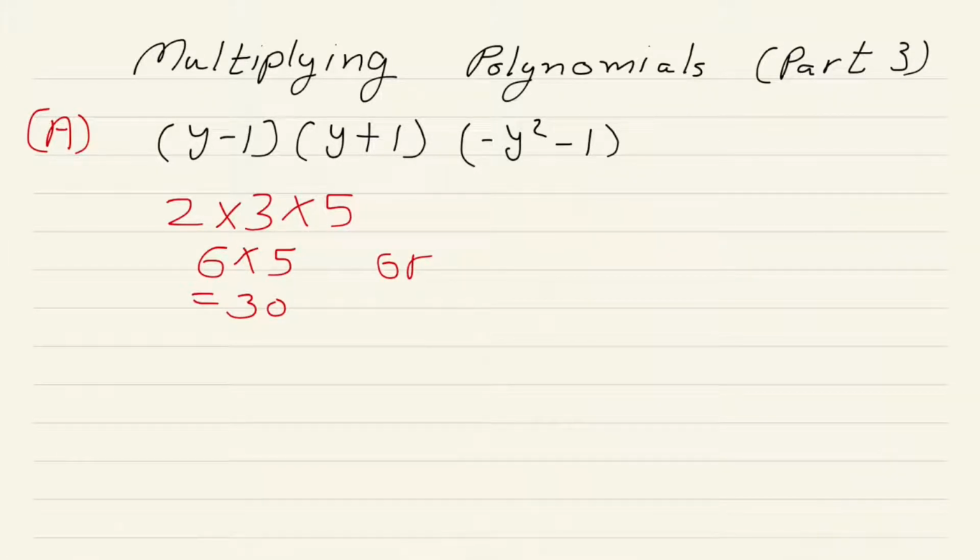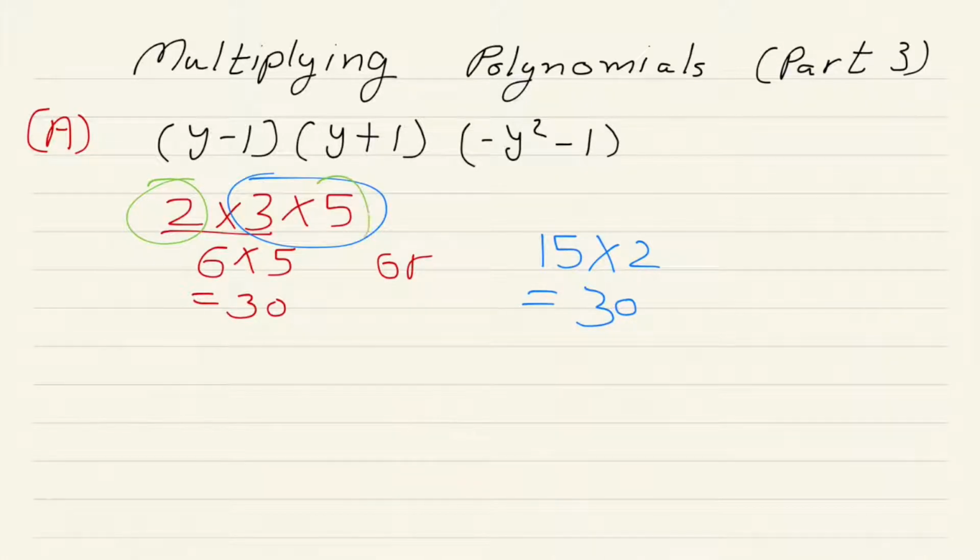So we did 2 times 3 first. We could have done 3 times 5 first. So that would have been 15 times 2, and that's 30. Or we can do 2 times 5 first, so that's 10 times 3, and that's 30.